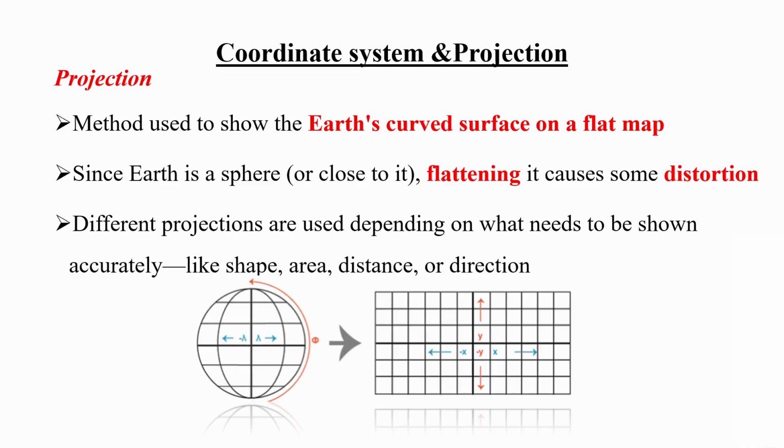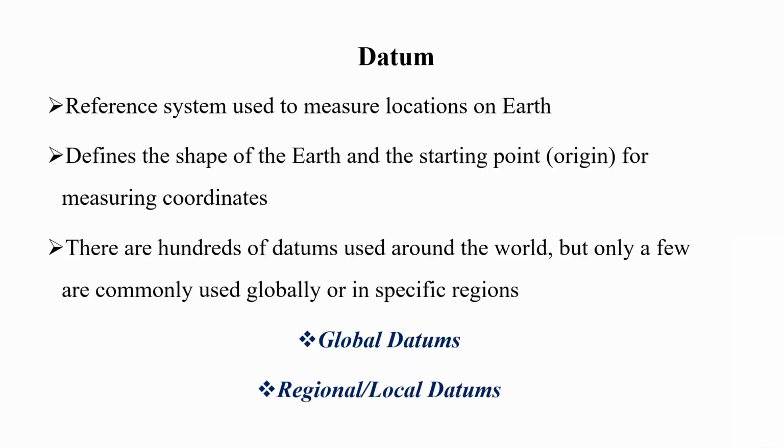So, this picture you can understand clearly, that is the shape of the earth. Now, you convert it into a plane surface. So, 3-dimensional into 2-dimensional, that is called projection. Datum simply means a reference point. So, reference point means, in the entire world, one reference point is there.